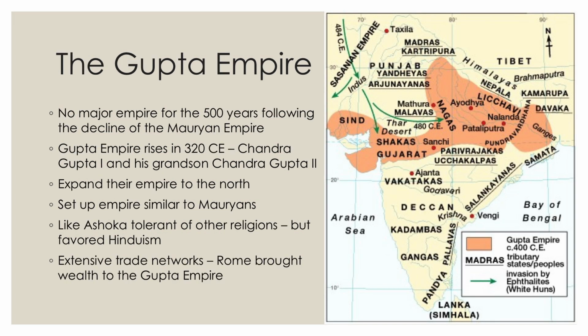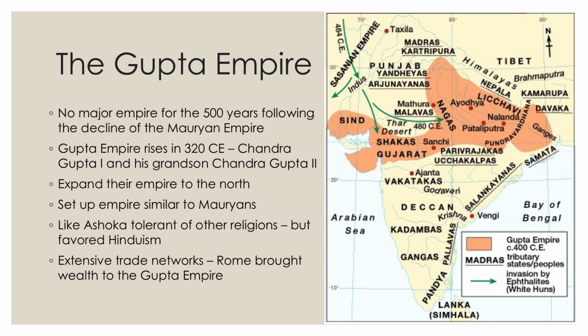After the decline of the Mauryan Empire, it would be 500 years before another empire emerged. That empire was the Gupta Empire, which rose around 320 CE and was started by Chandragupta I. It's important to note this is a different Chandragupta than the one that began the Mauryan Empire. Chandragupta I and his grandson Chandragupta II would expand their empire to the north.